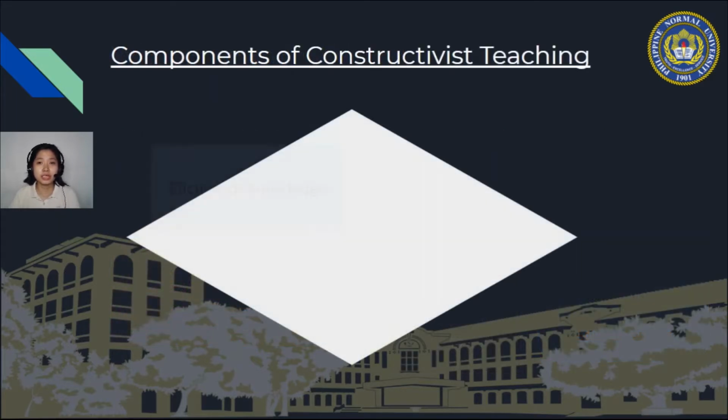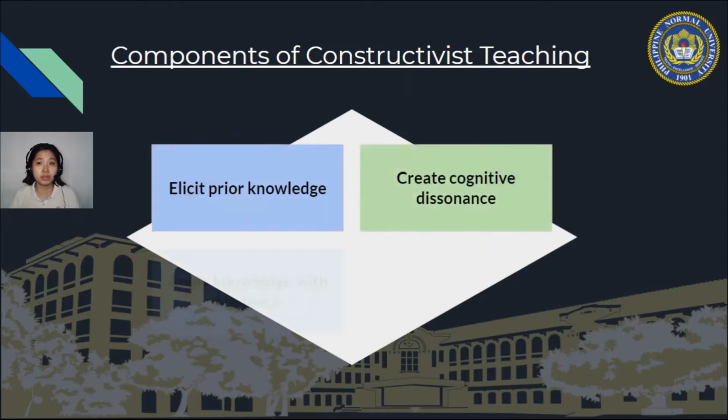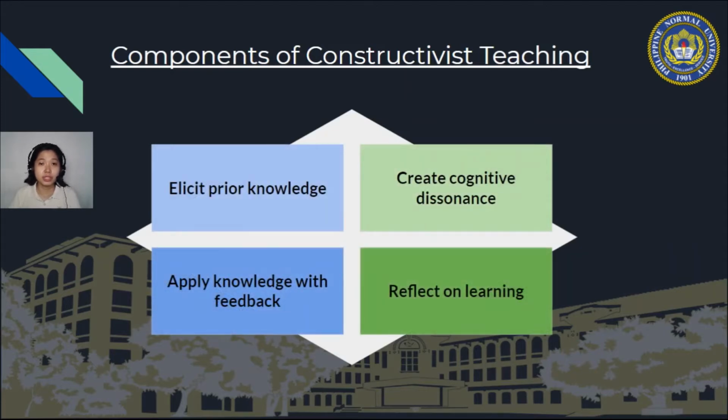There are four essential components of constructivist teaching. First is to elicit prior knowledge, since new knowledge is created in relation to pre-existing knowledge. Next is to create cognitive dissonance, wherein students will be given problems and activities that will challenge them.